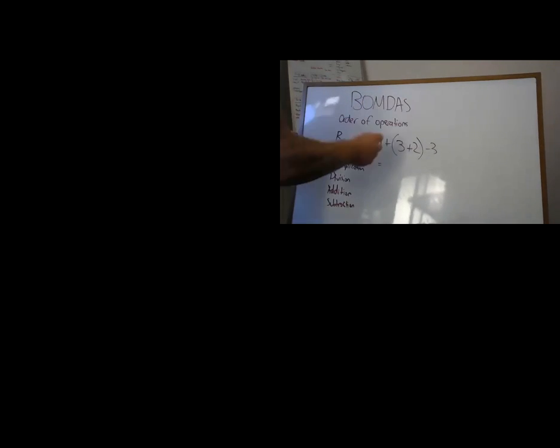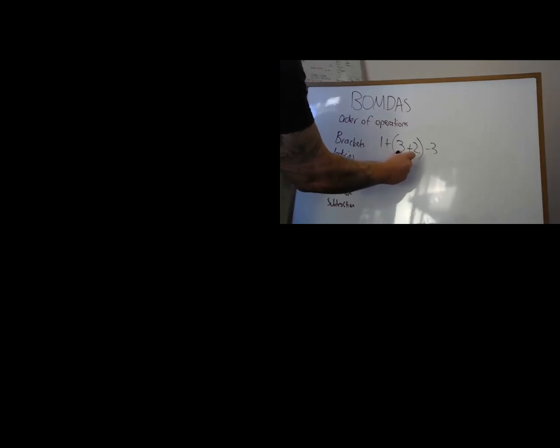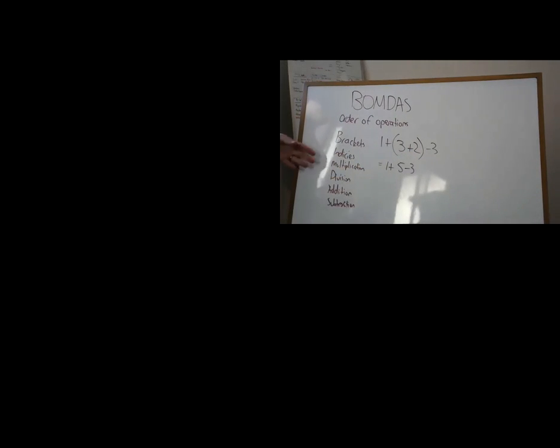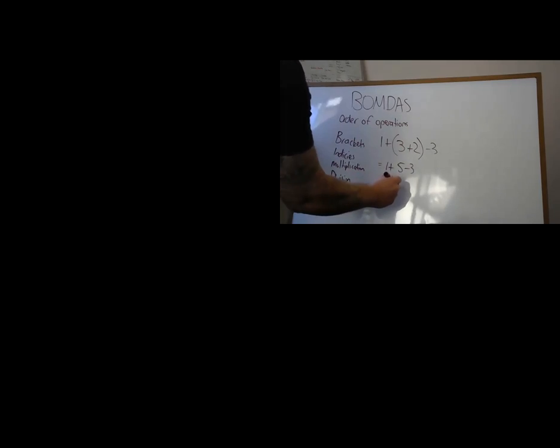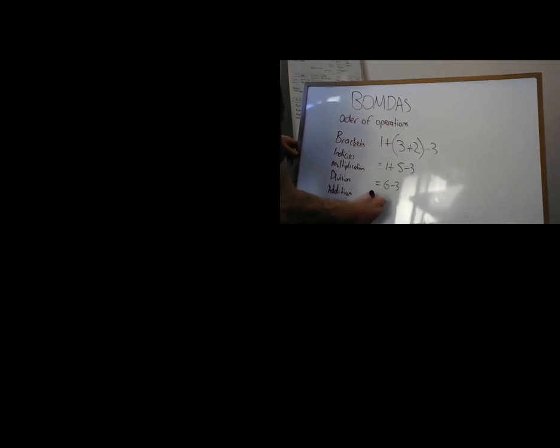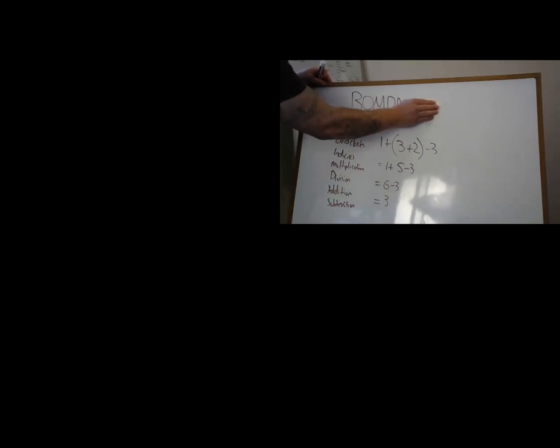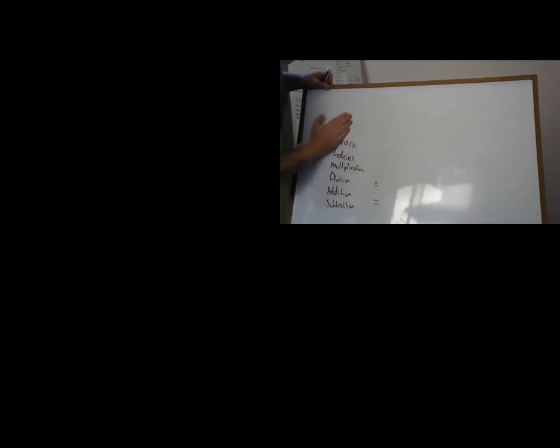So brackets comes first, 1 plus, so what's next in the order? Multiplication, we don't have any. Division, we don't have any. Addition, 6 minus 3, the answer is 3. Some people figure it out in their head and answer it as 3, but stepping it out step by step is what's required to get full marks. So that's PEMDAS. Really, really important as you head into algebra and all the fun stuff in your high school maths.